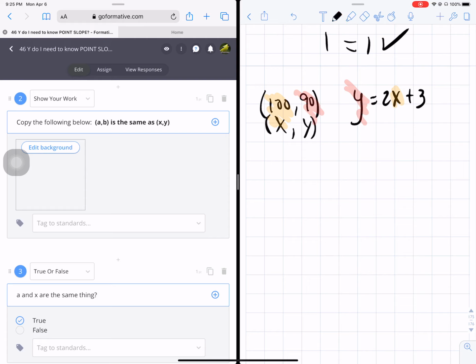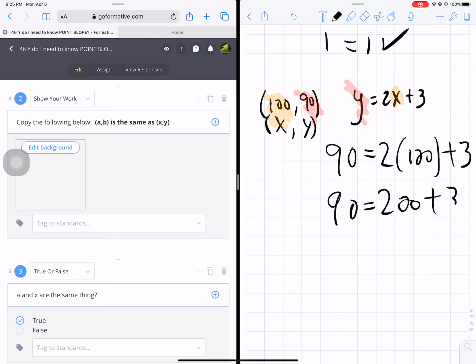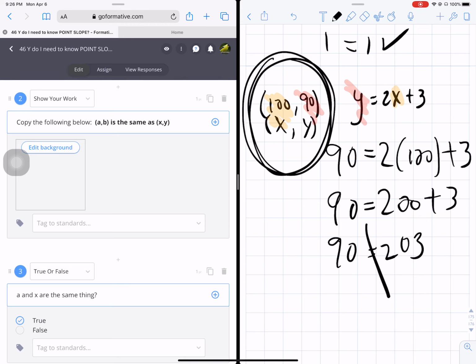So I'm going to rewrite this problem as 90 equals 2 times 100 plus 3. And I get 90 equals 200 plus 3. What's 200 plus 3? 203. So is 90 the same as 203? No, of course not. So what did you learn about this coordinate? That it's not on that line, right? Let's pick another coordinate, okay?